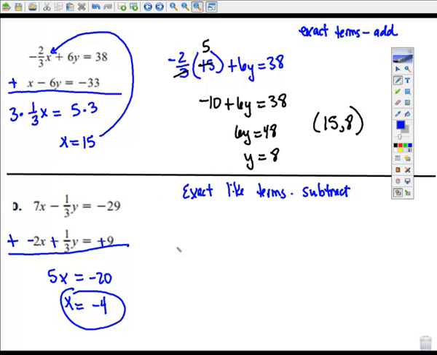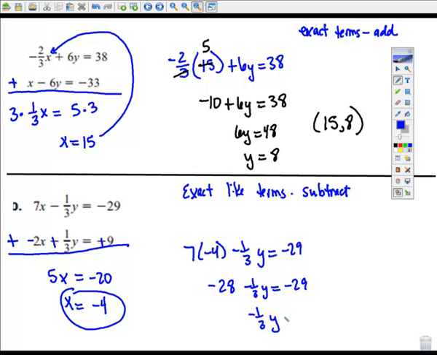So I'll go ahead and substitute that in. 7 times negative 4 minus a third y equals negative 29. So negative 28 minus a third y equals negative 29. Add 28, negative third y equals negative 1. Multiply by negative 3 to eliminate, and y equals 3. So my answer is negative 4, 3.